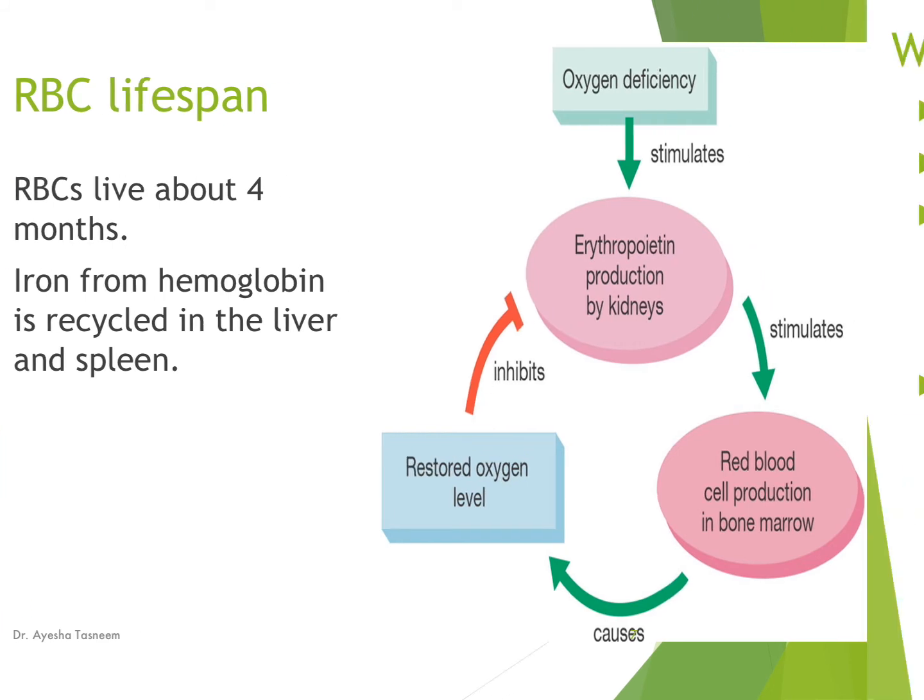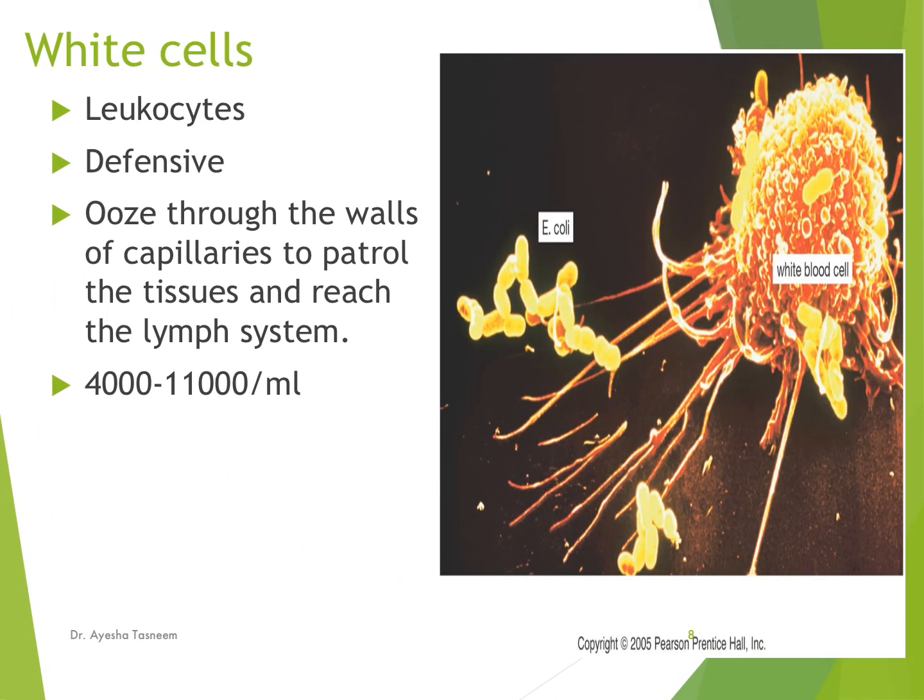Next we come to the white blood cells. These are also known as the leukocytes. They defend against diseases by recognizing the proteins that do not belong to the body. They do so by oozing through the walls of the capillaries, and they patrol within the surrounding tissues, and finally they reach the lymphatic system. Normal count of white blood cells is 4,000 to 11,000 per ml.